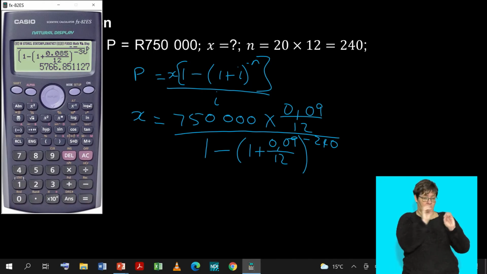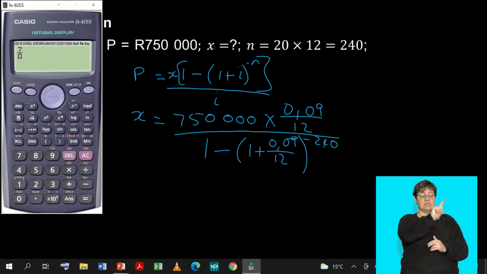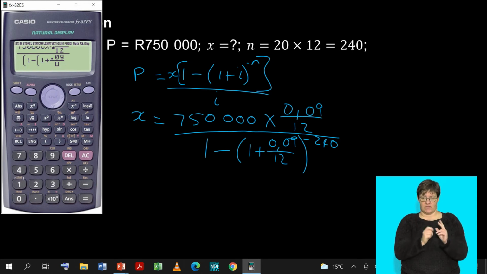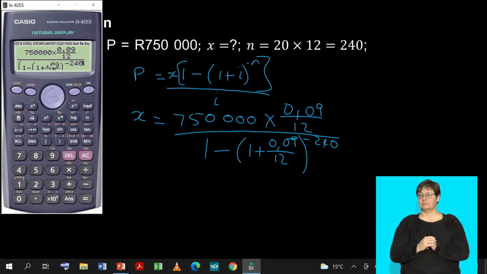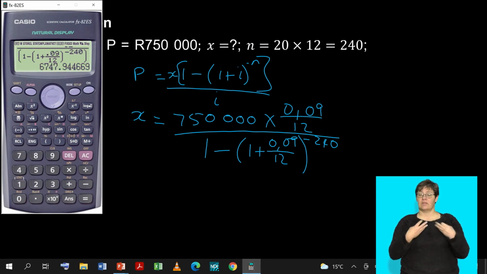So on the calculator, same thing applies. At the top, it's 750,000. Let me just verify my zeros. Yes, there's 4 of them, multiplied by 0,09 over the 12 divided by 1 minus, so let me just open brackets, 1 minus 1 plus 0,09 over 12. And then this is raised to the exponent of negative 240, close my bracket, and this gives me 6,000. Hey, it's escalating, this amount is going up.